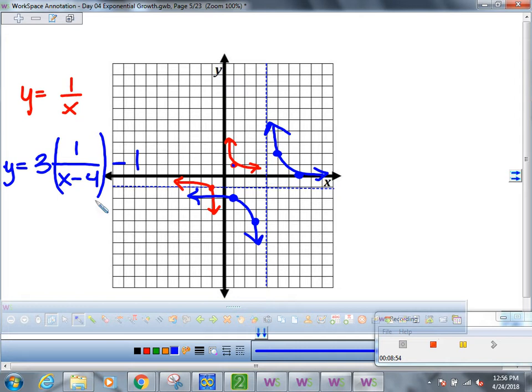So when I move to the right and the left, that transformation goes with x. When I move up and down, that transformation goes on the outside. A stretch always goes in front, right? With every one we've been doing.